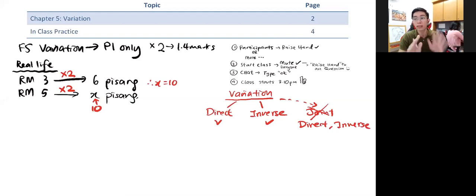So when you see direct and inverse in the question, it means you have to incorporate both things. That's called the joint version of variation. Now, what I'll be doing is converting this real life example into a variation question. You see how they ask? They ask in a fixed way. Let me show you the variation format.